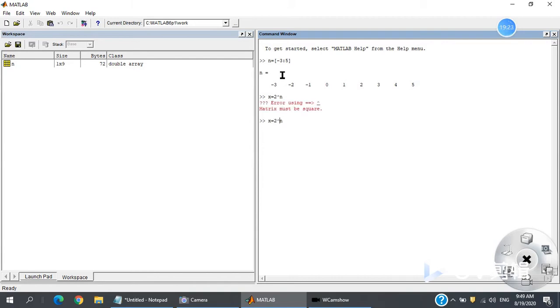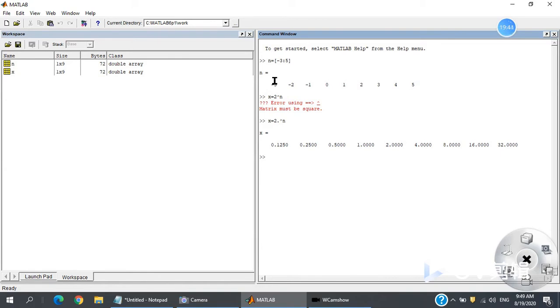Oh, I need a dot here. It's a dot and that triangle, that arrow, which means the power. Here n is a vector, so this is the power, but you need a dot here. Alright, so this is the x. You see, we have the values of x.